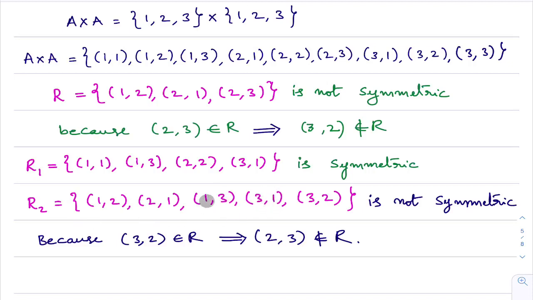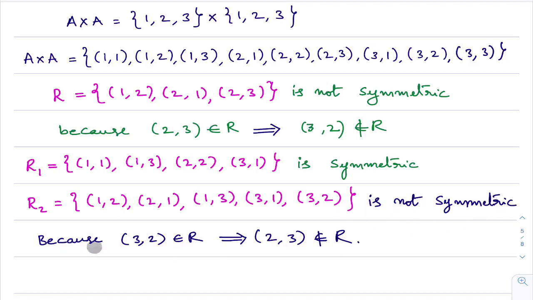Like that, you need to check. Only by checking a few elements randomly, you cannot decide it is a symmetric relation. You need to check for every ordered pair in the given relation. You take the ordered pair 1, 3, and 3, 1 is there, very good. Now you take 3, 1, and 1, 3 is there, very good. Now 3, 2 you take, is 2, 3 there in this or not? No, so it is not symmetric.